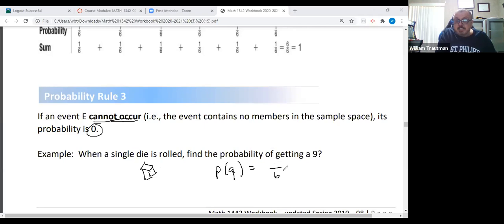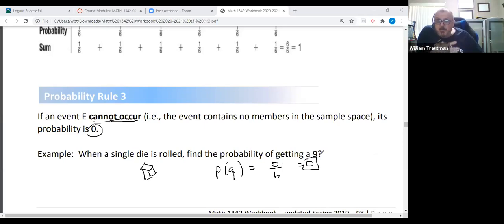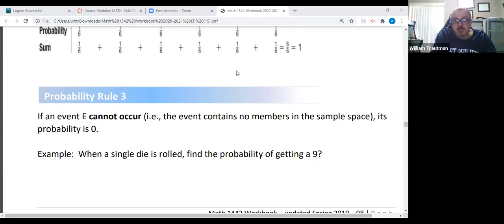0. There are 6 outcomes on a dice, and none of them are 9s. So 0 divided by 6 on my calculator is 0. It's not going to happen. If you don't have a 9 on your dice, you're not going to roll it. The desired outcome is a 9, but on my dice there are no 9s. I only have 1 through 6. 0 out of 6. The probability of getting a 9 when you roll a dice is 0. Now, rolling 2 dice is different when you add them up. But rolling 1 dice, the probability of getting a 9 is 0.